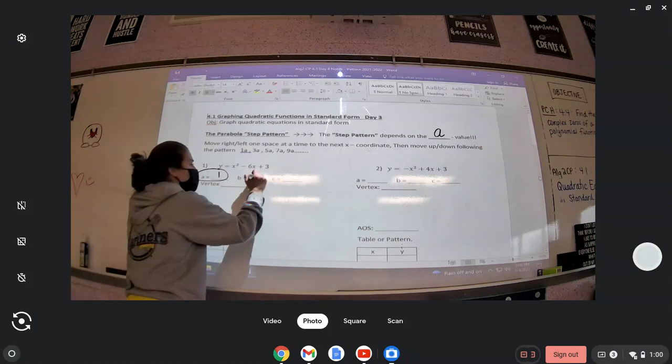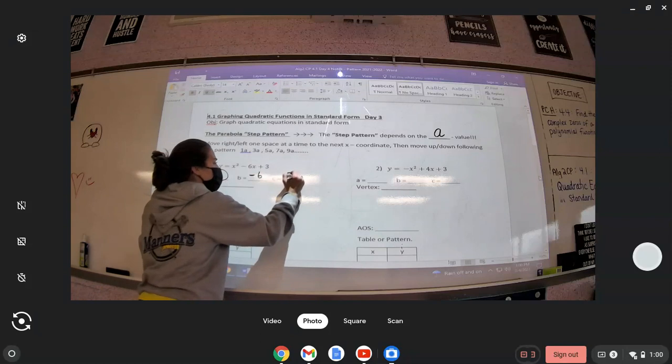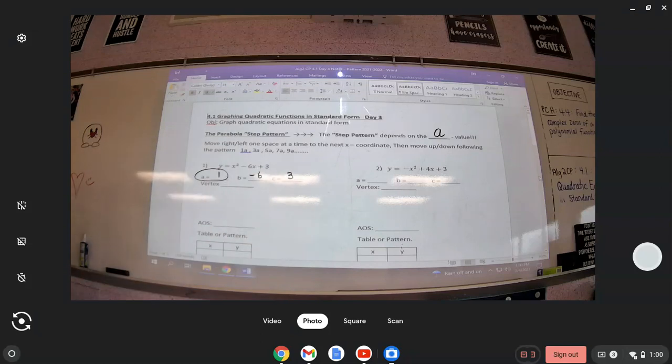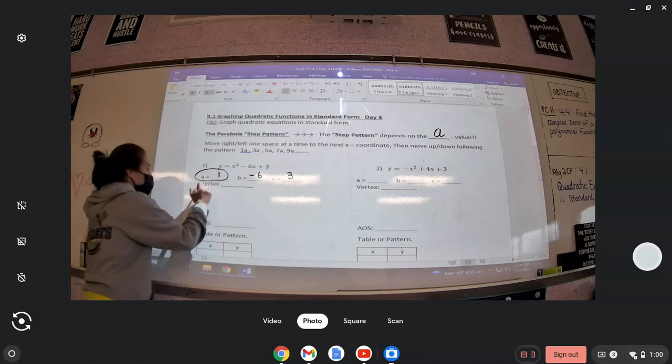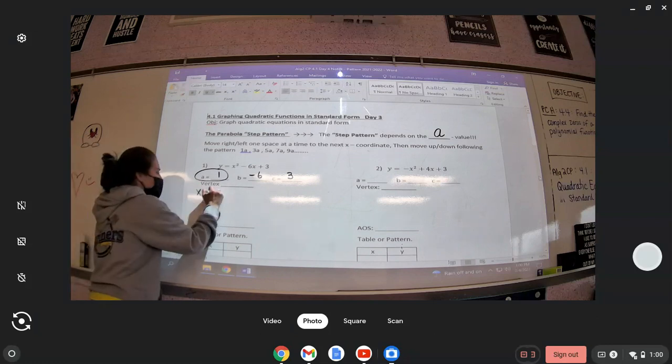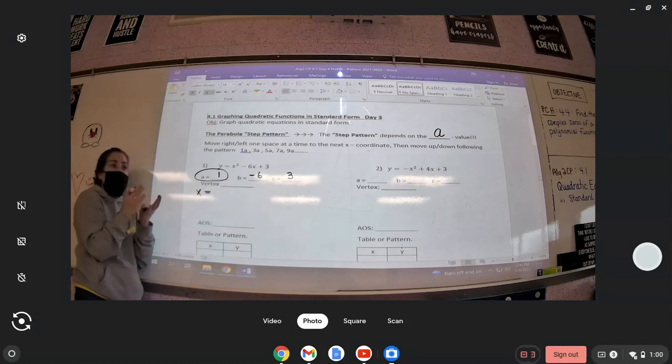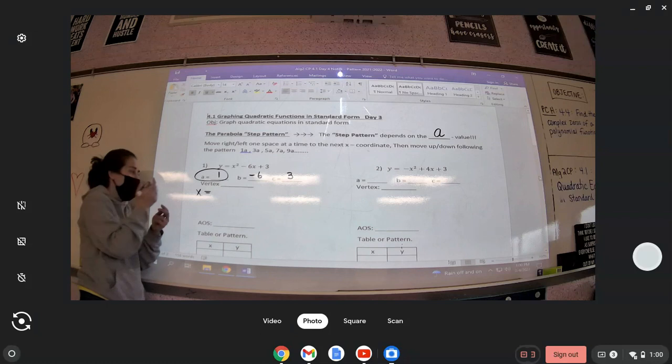All right, b is -6, and c is 3. You still have to use the formula for your vertex. You still got to calculate your x-coordinate and whatnot. So let's get our vertex like normal. And we said the x-coordinate of our vertex will always be equal to what formula?